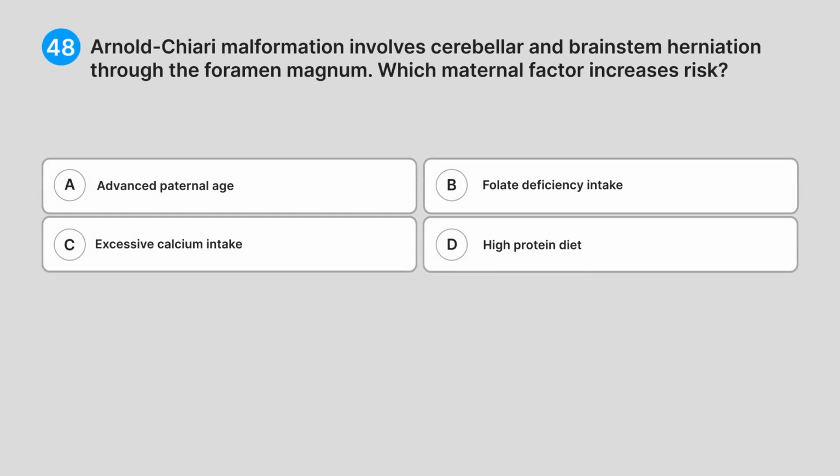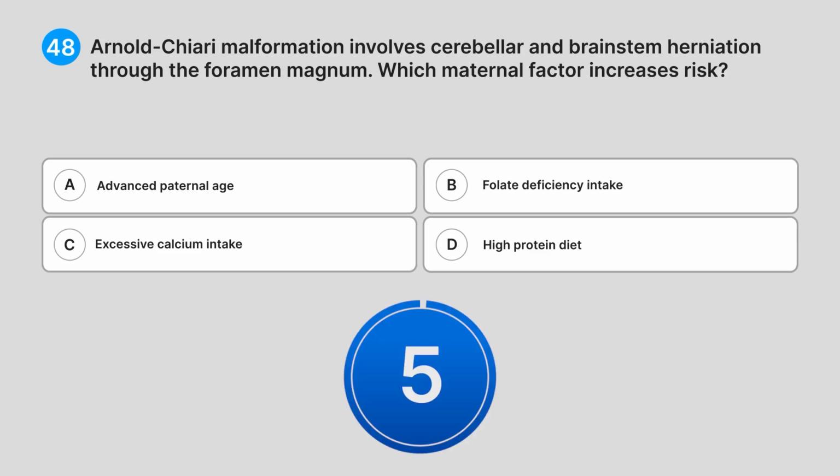48. Arnold-Chiari malformation involves cerebellar and brainstem herniation through the foramen magnum. Which maternal factor increases risk? A. Advanced paternal age. B. Folate deficiency intake. C. Excessive calcium intake. D. High protein diet. Can you guess the answer?